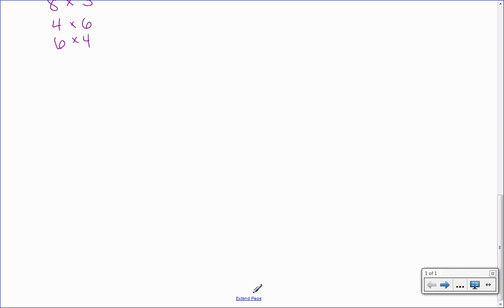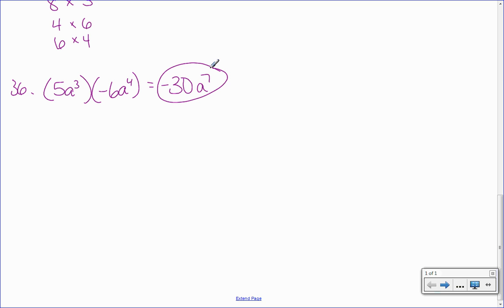Okay, number 36. We are simplifying 5a to the third times negative 6a to the fourth. And remember, numbers multiply like regular numbers, so 5 times negative 6 is negative 30, and then we want to add the exponents. This is a to the 7th. Okay, number 42. We want to write m to the negative 5th using positive exponents. That's 1 over m to the 5th.